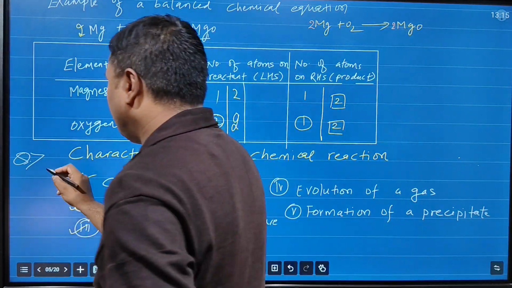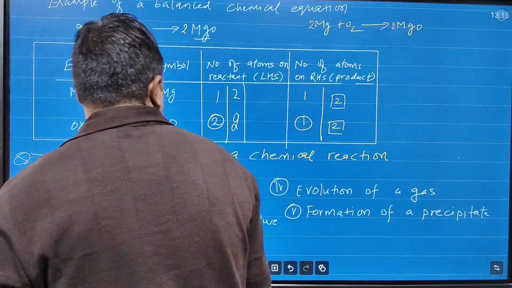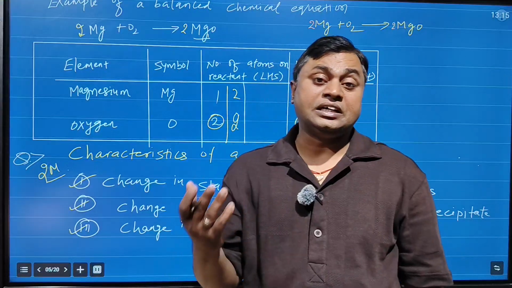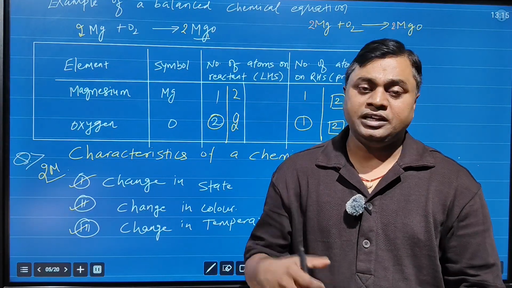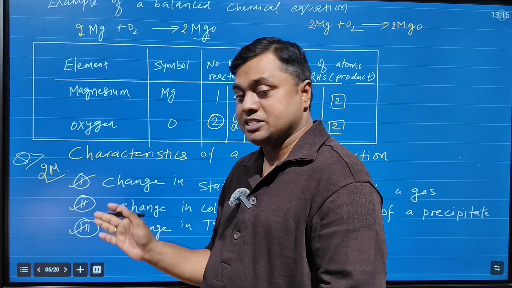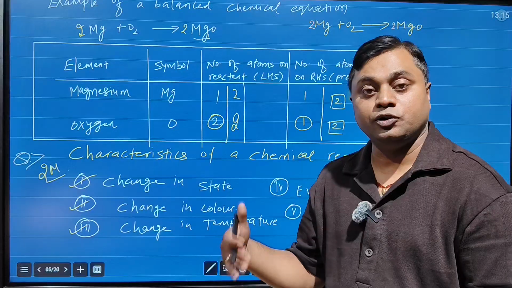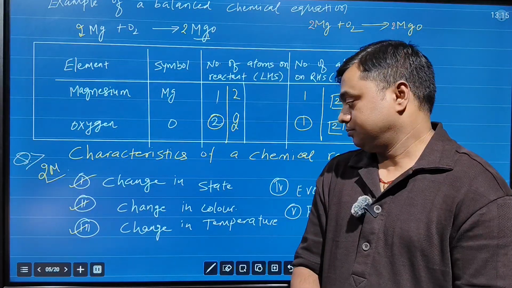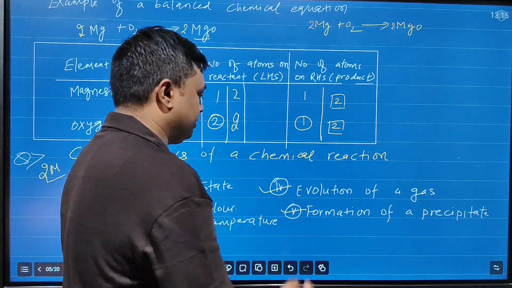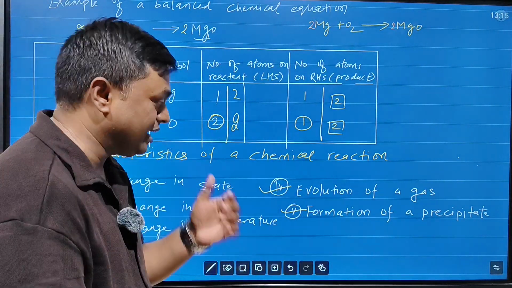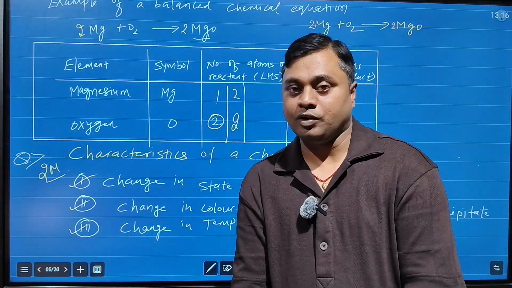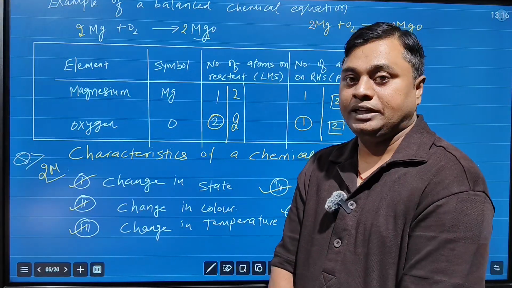Now one question they may ask you for 2 marks: mention the characteristics of a chemical reaction, or how can you say that a chemical reaction has taken place. By certain characteristics only we can say. There are basically 5 characteristics: change in state, meaning solid to liquid, liquid to gas, like that; change in color; change in temperature; evolution of a gas; and formation of a precipitate. These are the 5 characteristics of a chemical reaction. You can make a note of these also. These 2 marks questions are frequently asked in the board exams or your UT assessments.